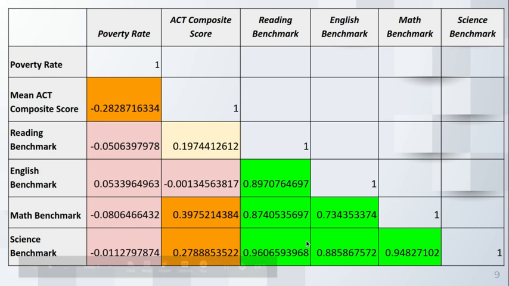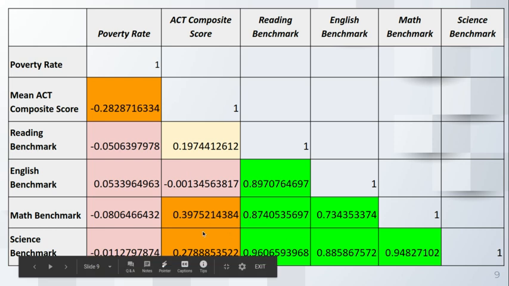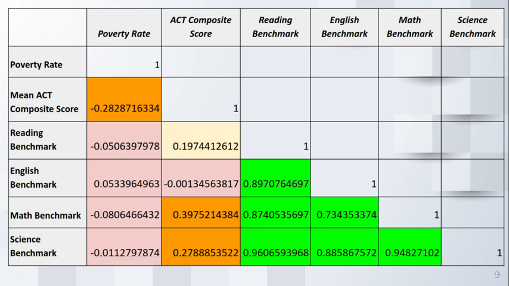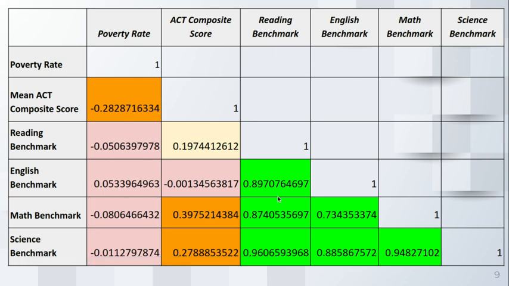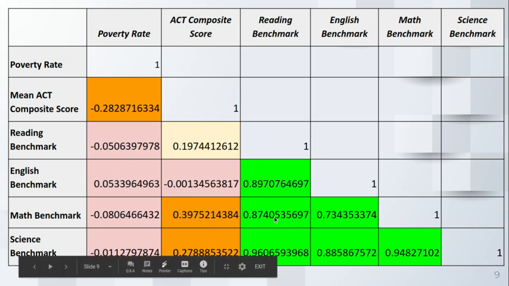So obviously green is going to be very strong. The orange is moderately strong. And then this kind of light yellow, I guess, or tan, wants to be stronger, but is not there yet. So still weak. But if we pay attention to this, I find this really interesting that the reading area compared to English, there's a strong correlation there. Very similar with math and reading, and then science.